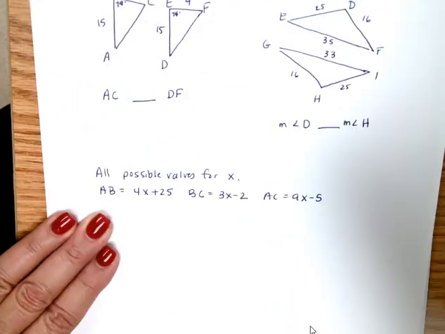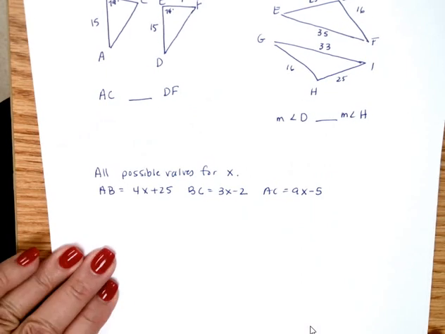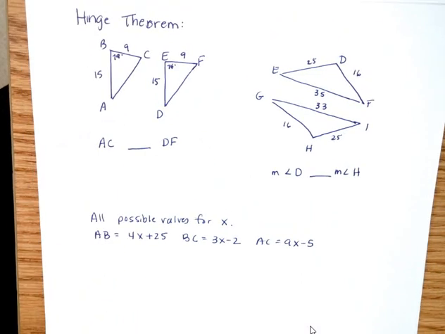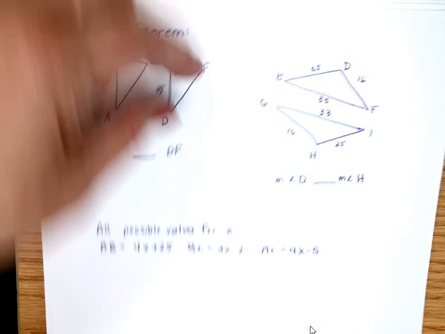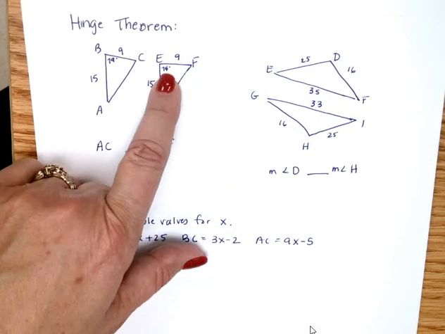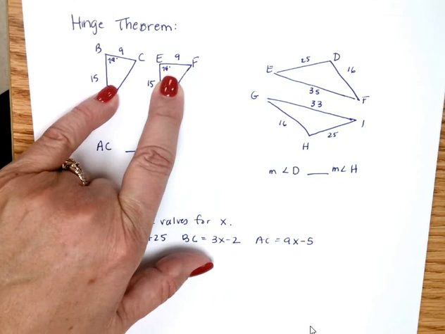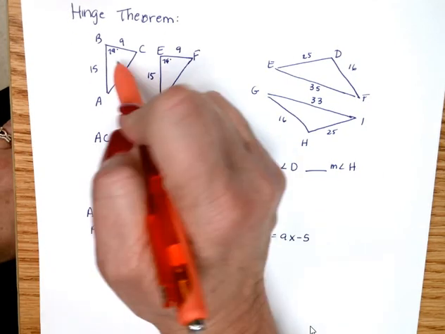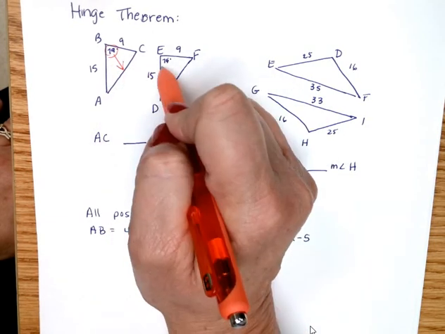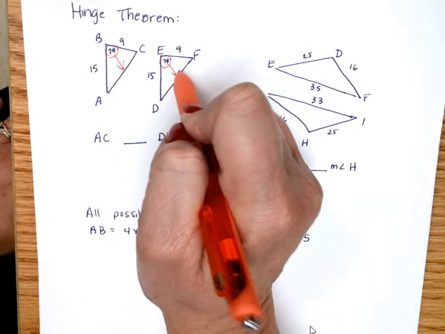Then today we did the extension with the hinge theorem. With my hinge theorem, it said, okay, two sides were the same. So if two sides of my triangle are the same, what is the relationship of the third side? We have to look at the hinge, or the angle between them. So here, when I look at my angle, he goes to side AC. When I look at my angle, he goes to side DF.